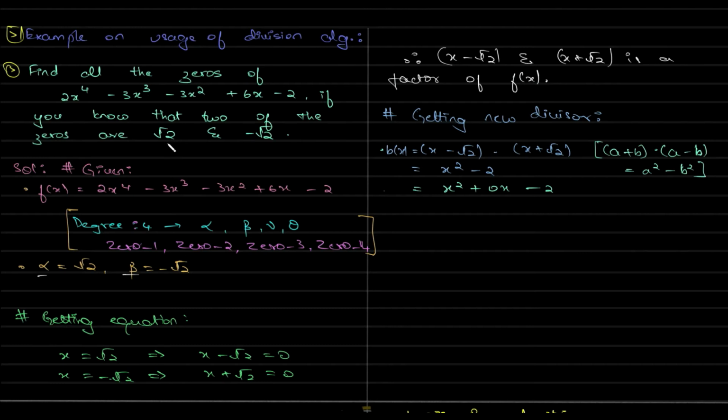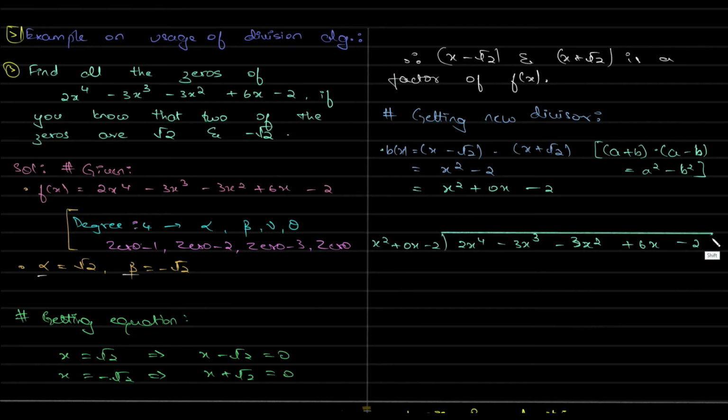So the next step is to divide. I think this space will not be enough, I'll need 2 steps. So let me just make space over here. So let me divide. That's your divisor. I'm dividing x to the power of 4 minus 3x to the power of 3 minus 3x square plus 6x minus 2.